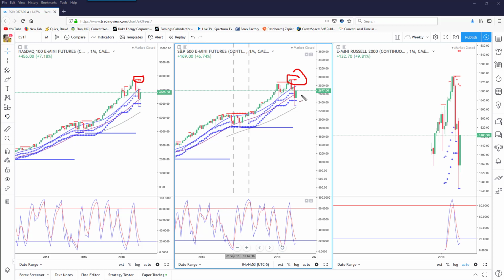You can see it on the ES. You can also see it over here on the Russell. Now remember, the Russell changed from the ICE index to the CME index in July of 2017, which is why this data right here is blank. But you can still read the patterns, especially on the NASDAQ and the ES.